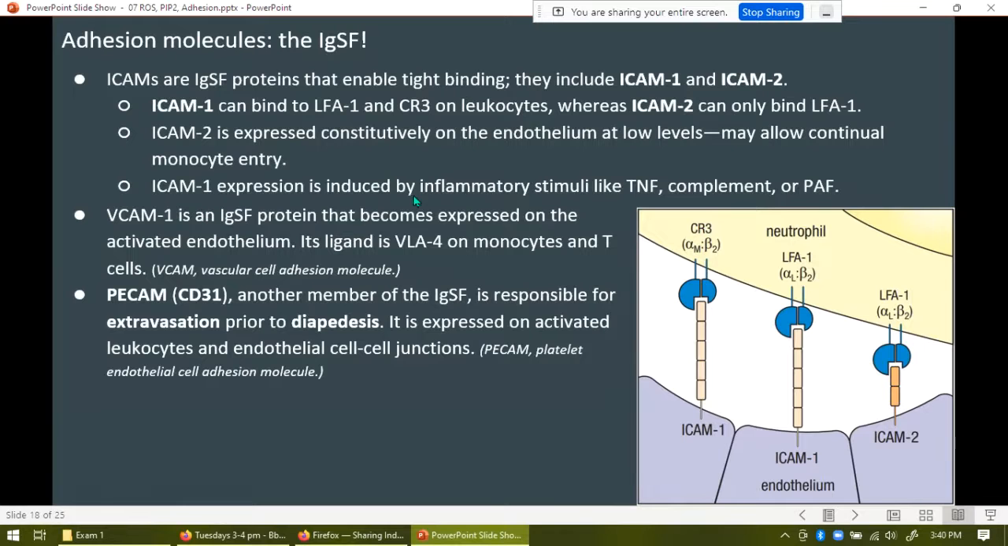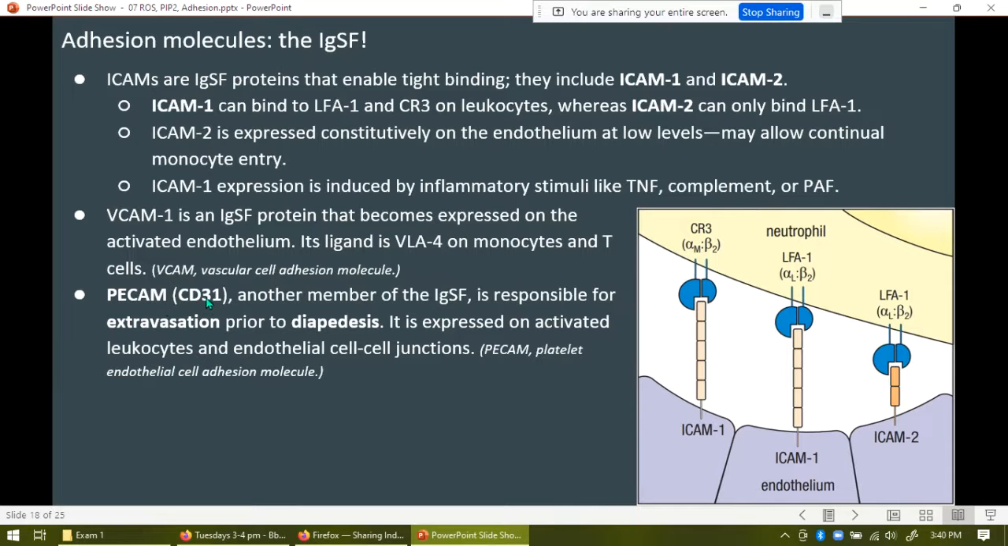ICAM1 only becomes expressed on the activated endothelium. So if you stimulate endothelial cells with tumor necrosis factor, C5a components, or platelet activating factor, ICAM1 becomes expressed, and it binds to LFA1 and CR3. VCAM1 is another immunoglobulin-like protein. It becomes expressed only on activated endothelial cells, and its ligand is VLA4 on monocytes and T cells.